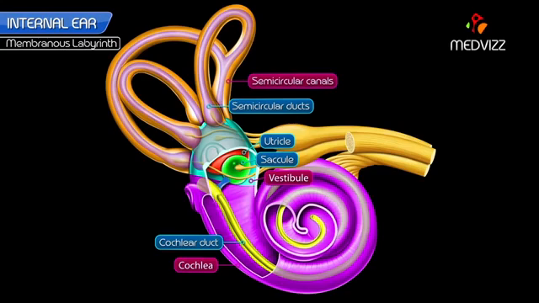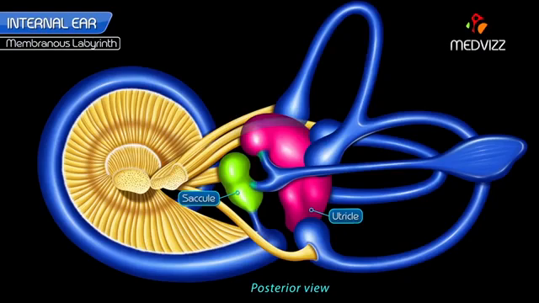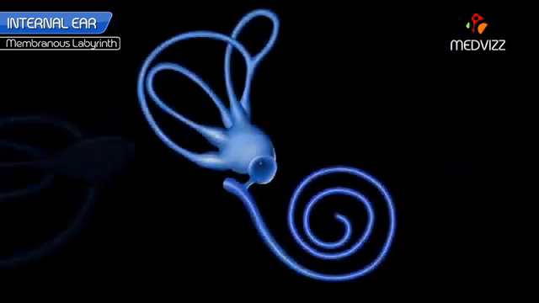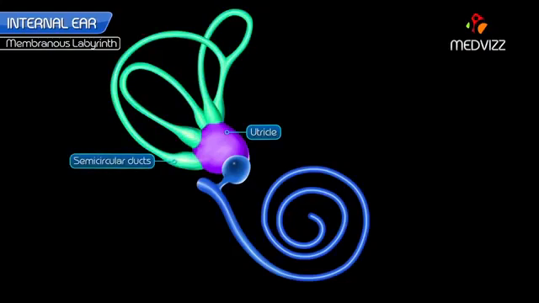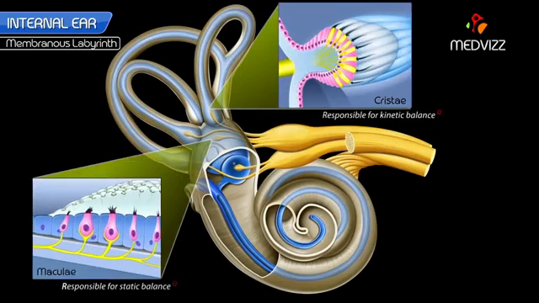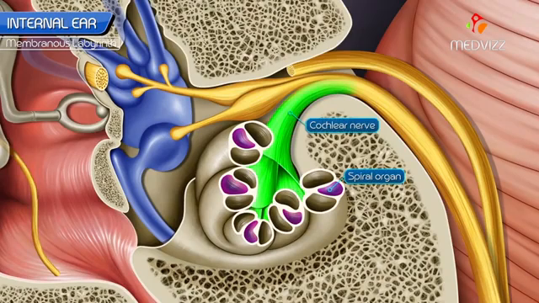These 4 parts are interconnected in the following ways. The basal turn of the cochlear duct is connected to the saccule by the ductus reuniens. The saccule and utricle are connected to each other by a Y-shaped utriculosaccular duct, which expands to form the ductus and saccus endolymphaticus. The utricle is connected to 3 semicircular ducts through 5 openings. The sensations from cristae, responsible for kinetic balance, and maculae, responsible for static balance, are carried by the vestibular nerve, while the sensations of hearing from the spiral organ are carried by the cochlear nerve.